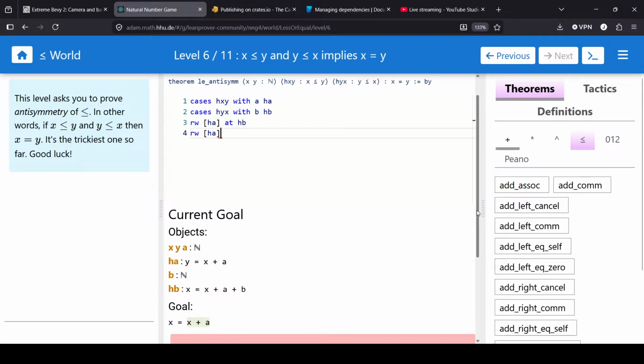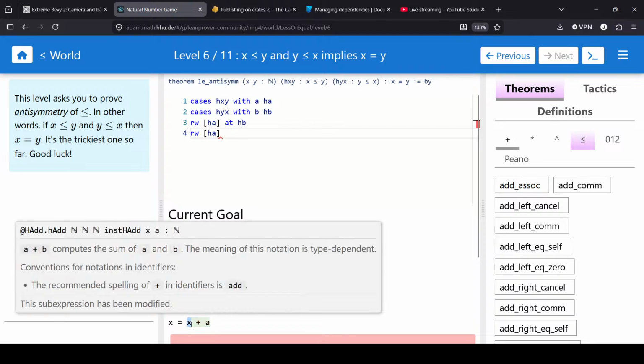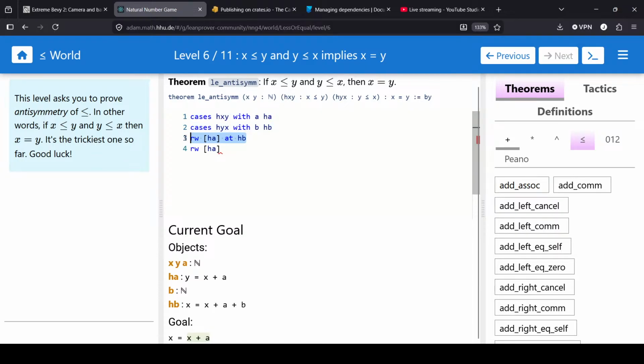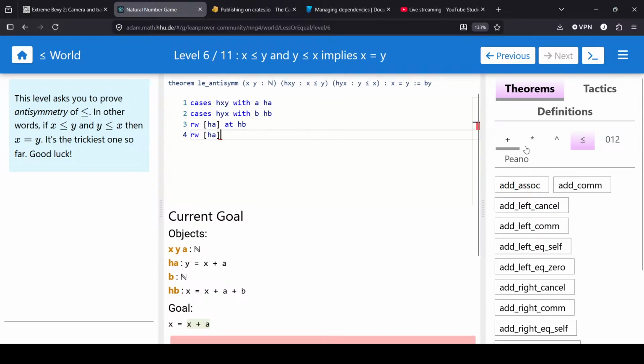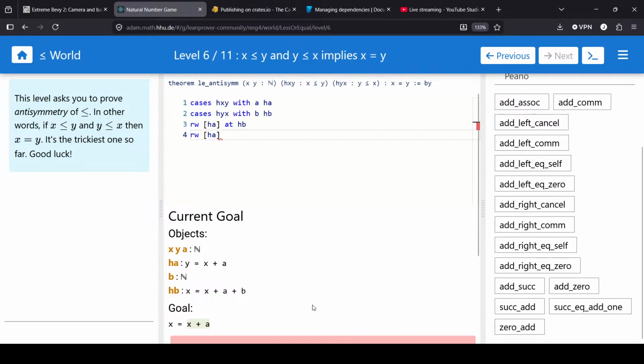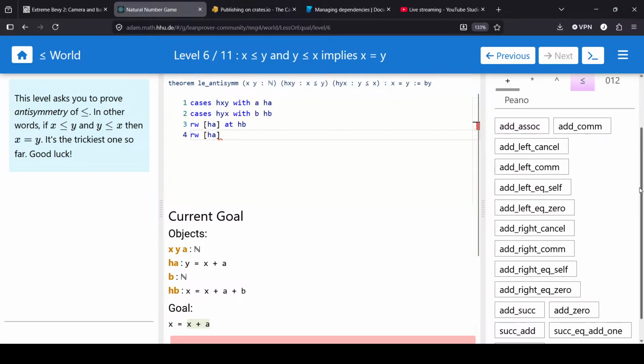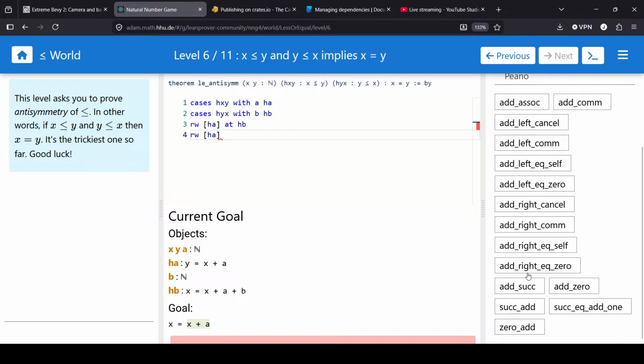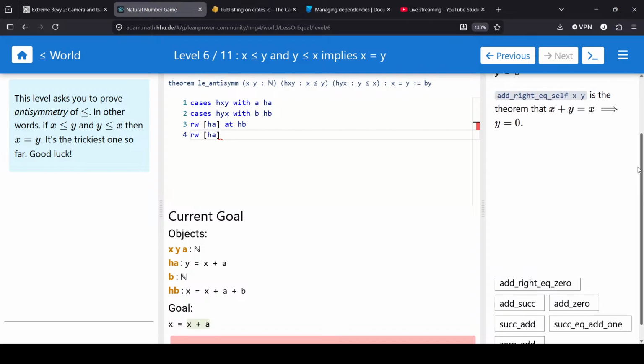Wait, isn't this like really trivial? Because x plus a. If x equals x plus a, shouldn't that imply that a is 0? Like, shouldn't we already know that? So I don't really know what I'm doing here with HB. I feel like I don't need that. X equals x plus a. Like, surely we've done something like this, right?